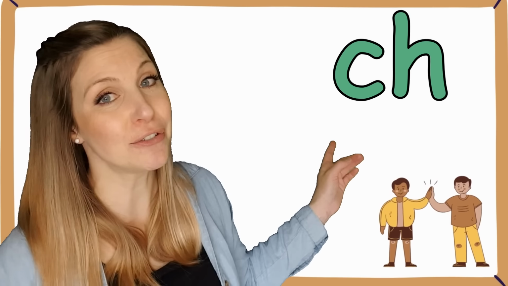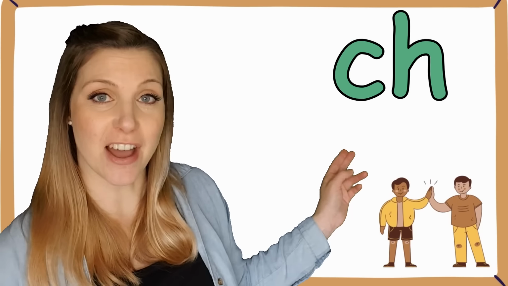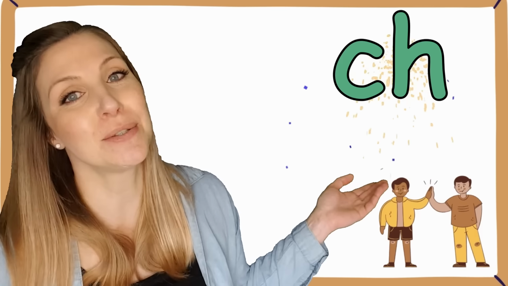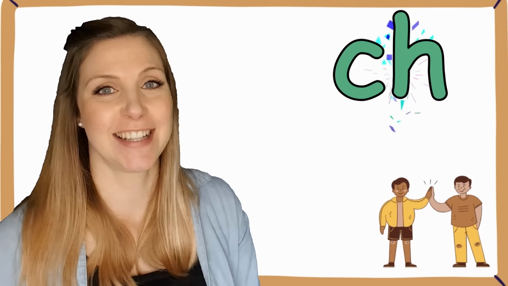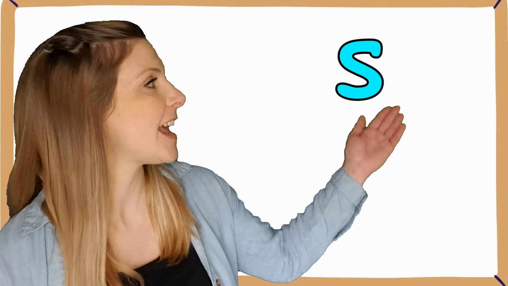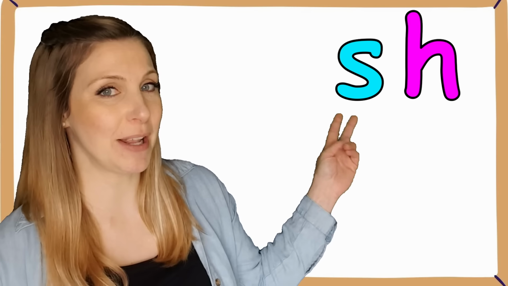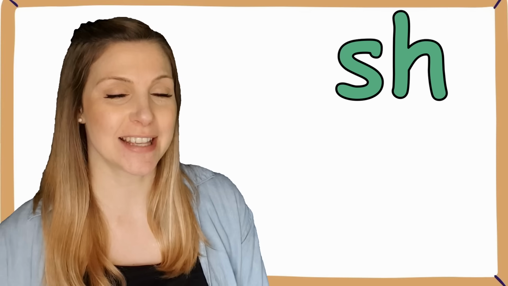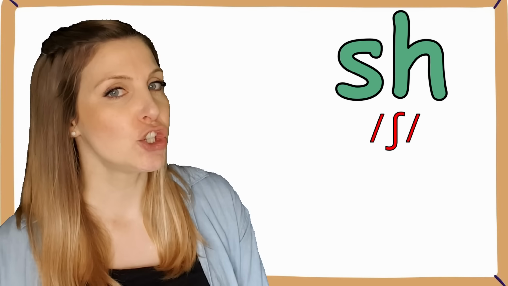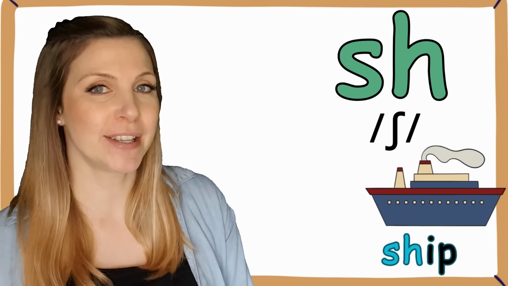I always tell my students that C and H are really good friends, and when they come together, they can do some magic, and this is why they make a new magic sound, the sound ch, like in cheese. The next digraph is S and H, and when those two letters come together, they make the sound sh, sh for ship. The next digraph we'll be talking about is T and H.